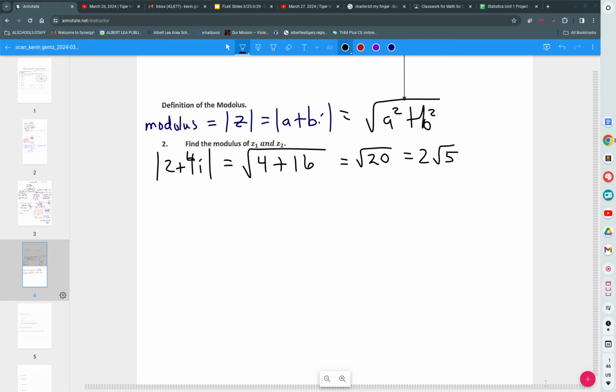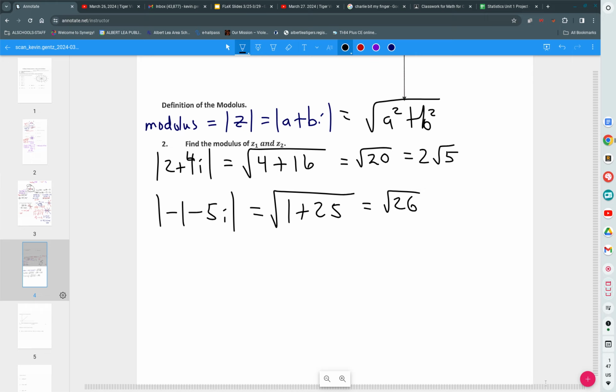Is 2 technically Z1 and then 4i is technically Z2? No, so Z1 and Z2, we're going to do Z2 now. Z2 is negative 1 plus 5i, or minus 5i, excuse me. Isn't that what's written up above? Yeah. So negative 1 minus 5i. In our computation, we never include the i. We have the square root of negative 1 squared is 1, and negative 5 squared is 25. So we get the root of 26, which cannot be simplified.